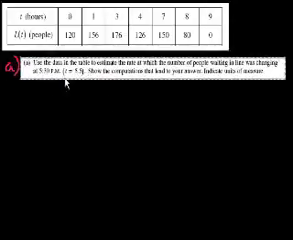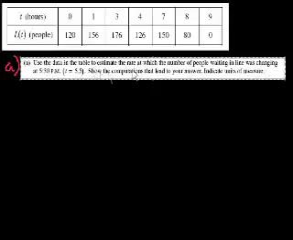You probably can't read it, but it says use the data in the table to estimate the rate at which the number of people waiting in line was changing at 5:30 p.m. So they don't give us any data on 5:30 p.m. They give us 4 p.m. and 7 p.m., or t equals 5.5, right? Show the computations that lead to your answer. Indicate the units of measure.